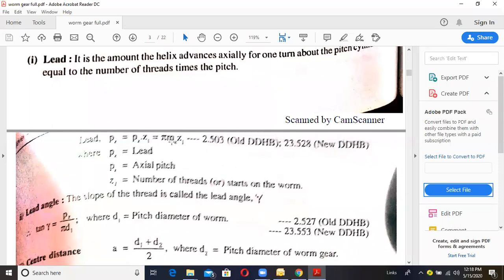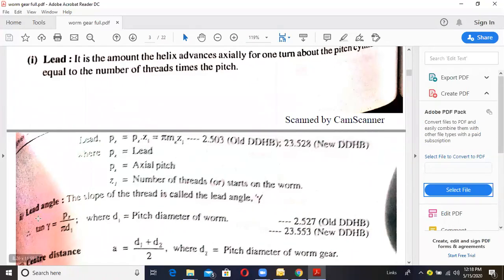Yes, sir. Sigma naught in the Lewis equation formula, you will get P. Substituting P is equal to m pi into m. Same thing here: Px is equal to pi into mx. So from this equation you will get 23.528.